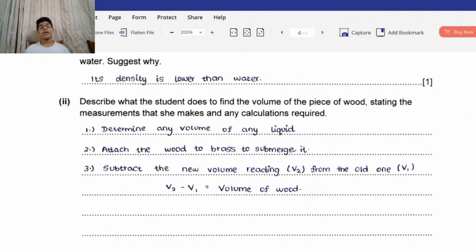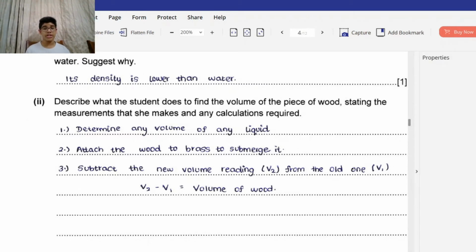Part 2. Describe what the student does to find the volume of the piece of wood, stating the measurements that she makes and any calculations required. So before we find out the volume of this irregular piece of wood, we need to first get a graduated beaker, fill in liquid, basically water, to a certain amount. Actually, not water. We need to find a liquid which has less density than water. So let's say oil or something.